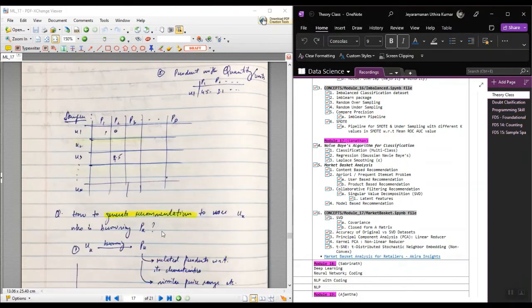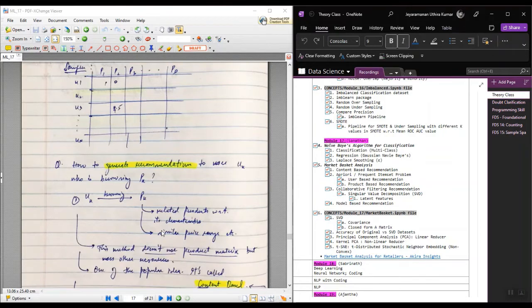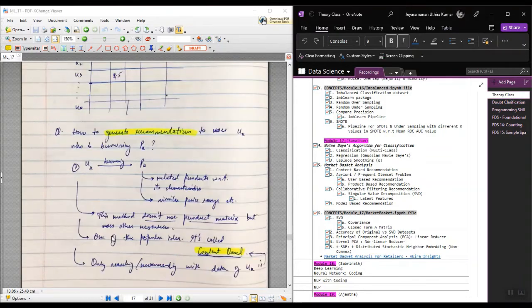So if there is a new user, how do you generate a recommendation for the particular new user who is browsing a particular product? Let's say... the idea is a content-based approach. A content-based approach is nothing but, let's say, a user K is browsing product PK. So what we can do is recommend a rated product with respect to the category.